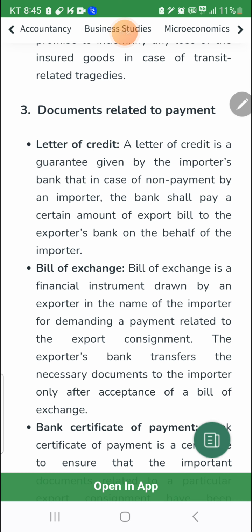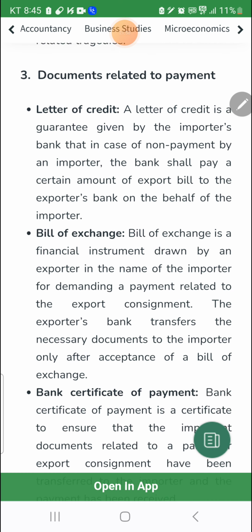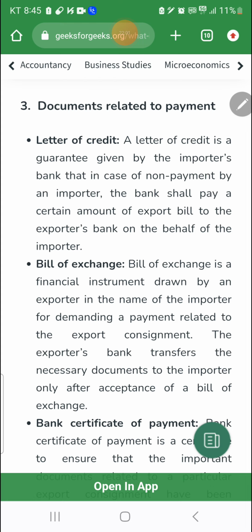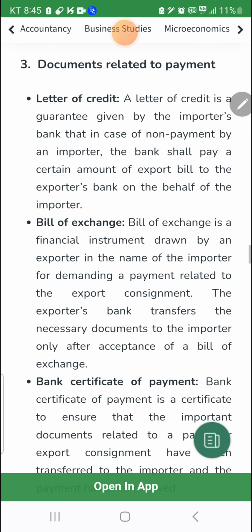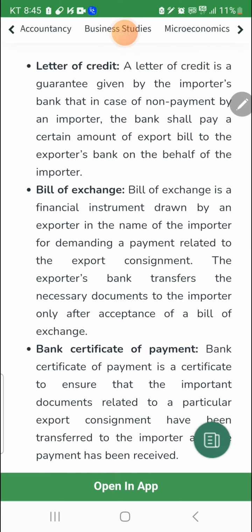3. Documents related to payment. Letter of credit. A letter of credit is a guarantee given by the importer's bank that in case of the non-payment by an importer, the bank shall pay a certain amount of export bill to the exporter's bank on behalf of the importer. So basically the importer must pay directly to the exporter, but if he fails, the bank intervenes and pays the matching amount to the exporter.